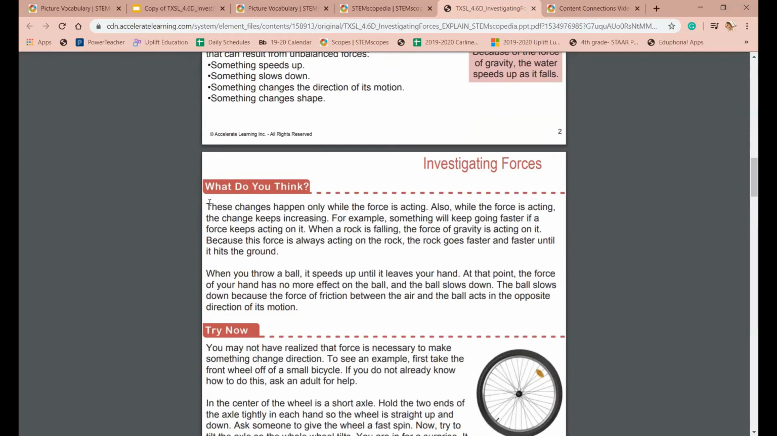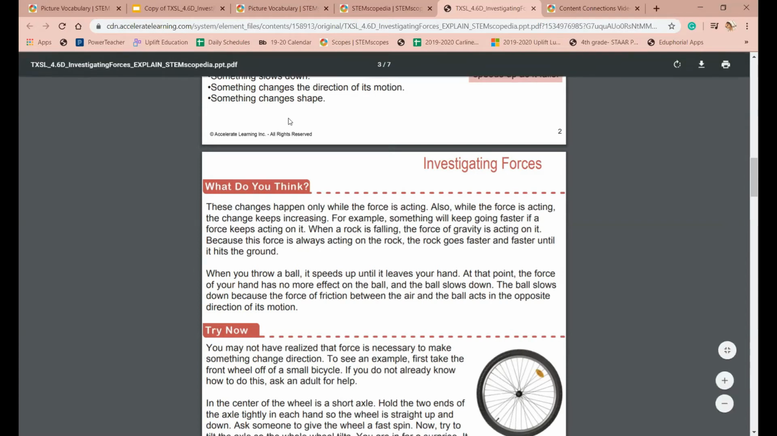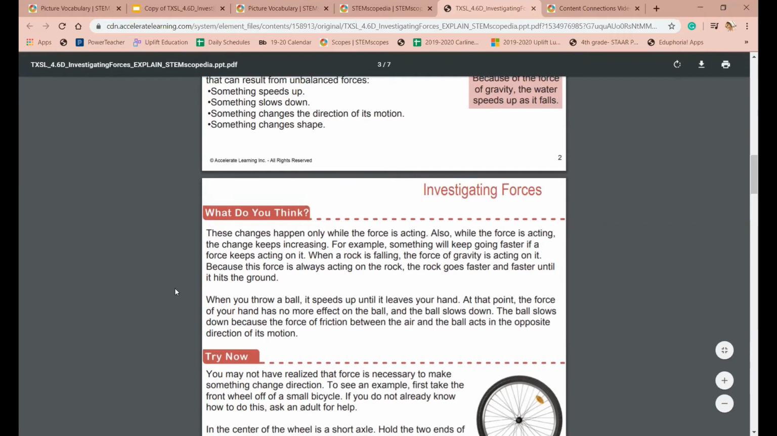So, what do you think? These changes happen only while the force is acting. Also, while the force is acting, the change keeps increasing. For example, something will keep going faster if a force keeps acting on it. When a rock is falling, the force of gravity is acting on it. Because this force is always acting, the rock goes faster and faster until it hits the ground. That's one of the changes they were just talking about up here, okay? Another example is when you throw a ball, it speeds up until it leaves your hand.